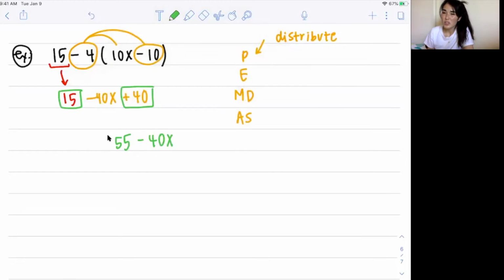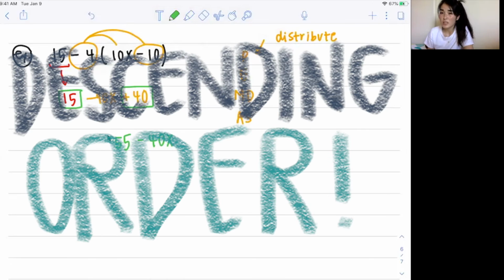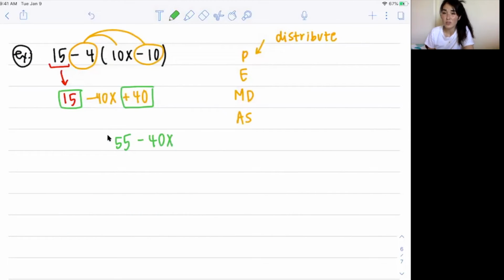Now, what I want you to watch out for is, again, that descending order. Some of you are doing it on your homework, but not all of you. So really challenge yourself, really push yourself to think about that as you're rewriting an answer. In this case, the x should come first. And again, take the sign. It is a negative 40x. Your 55, your number, goes second. There's no sign on it, but you can see that it is positive. So we're going to add in that plus sign to keep it as an expression. Hopefully that makes sense to you guys.